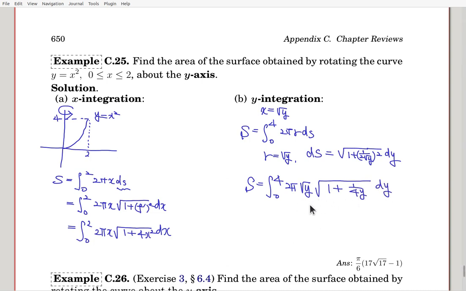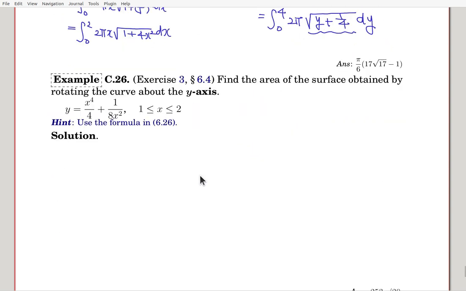It's not so difficult to get the antiderivative; we can combine them. Then it's the integral from 0 to 4 of 2 pi times the square root of y plus 1 over 4. Its antiderivative can be easily found. If you finish the computation, then from both sides you'll have the same answer. You can check the answer yourself.